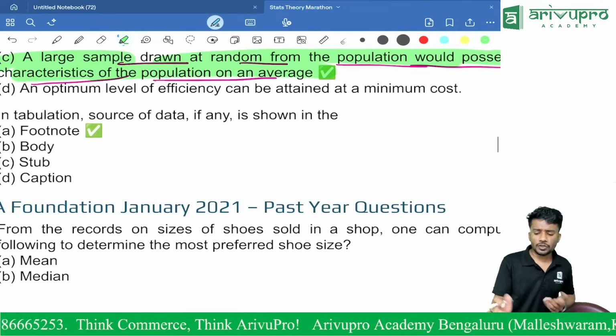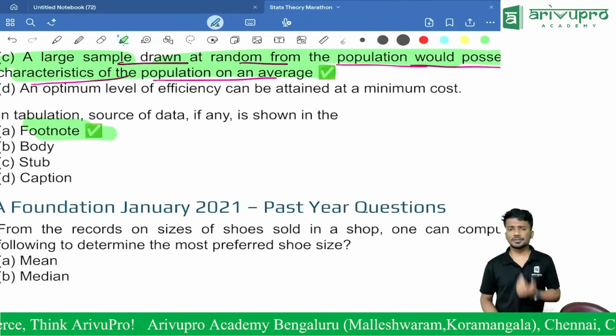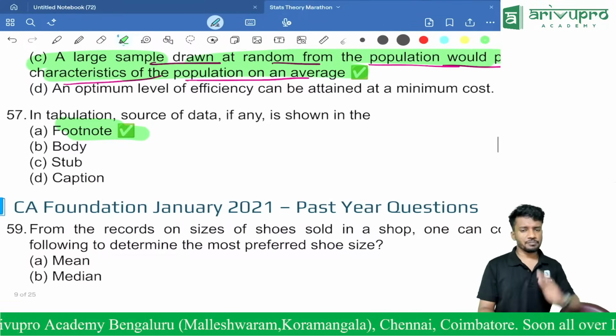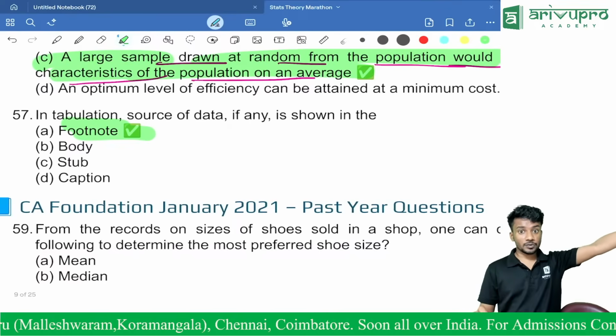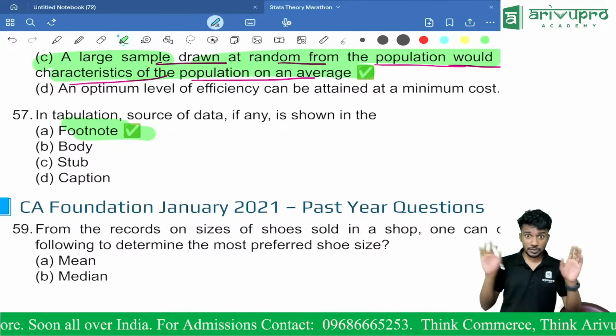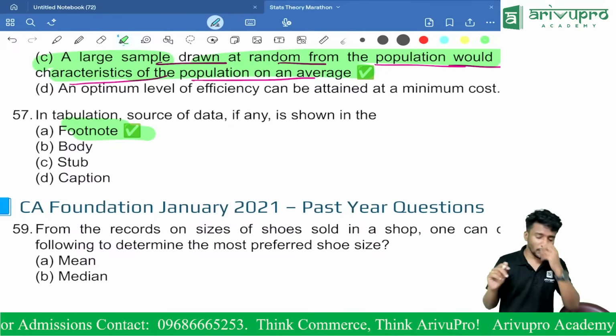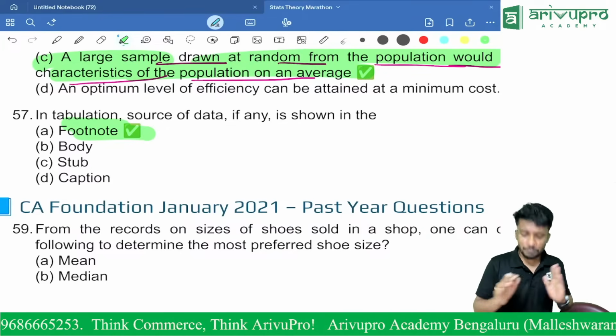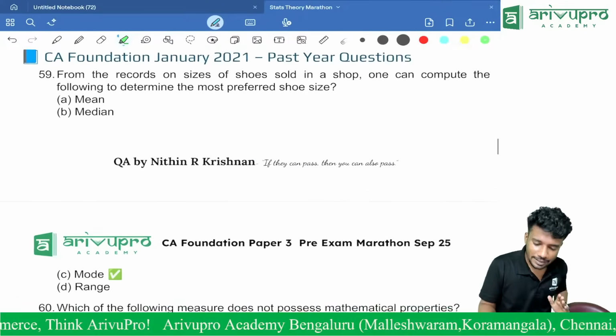Then tabulation. Source of data is what? Footnote. Source of data is footnote. Then the leftmost part is called what? Stub. Yes. Then the topmost part, the caption or the column heading, is where the caption goes. Basically that's the thing. Now we are going for the next one.